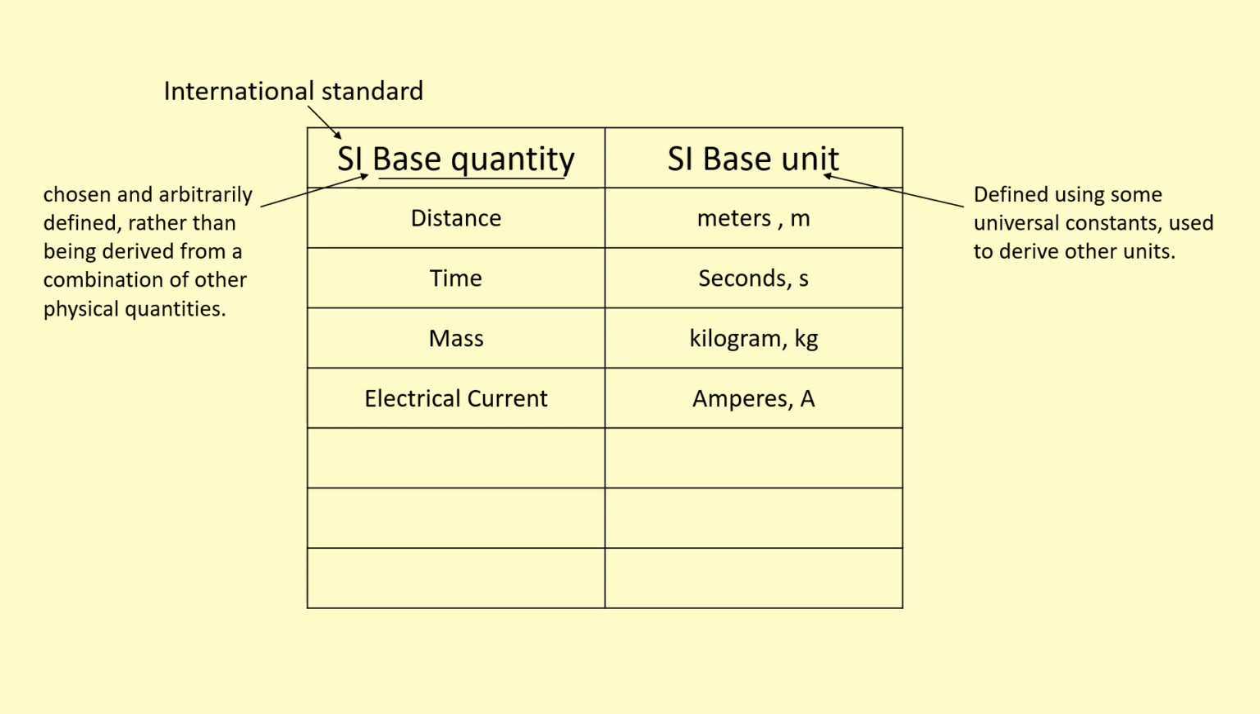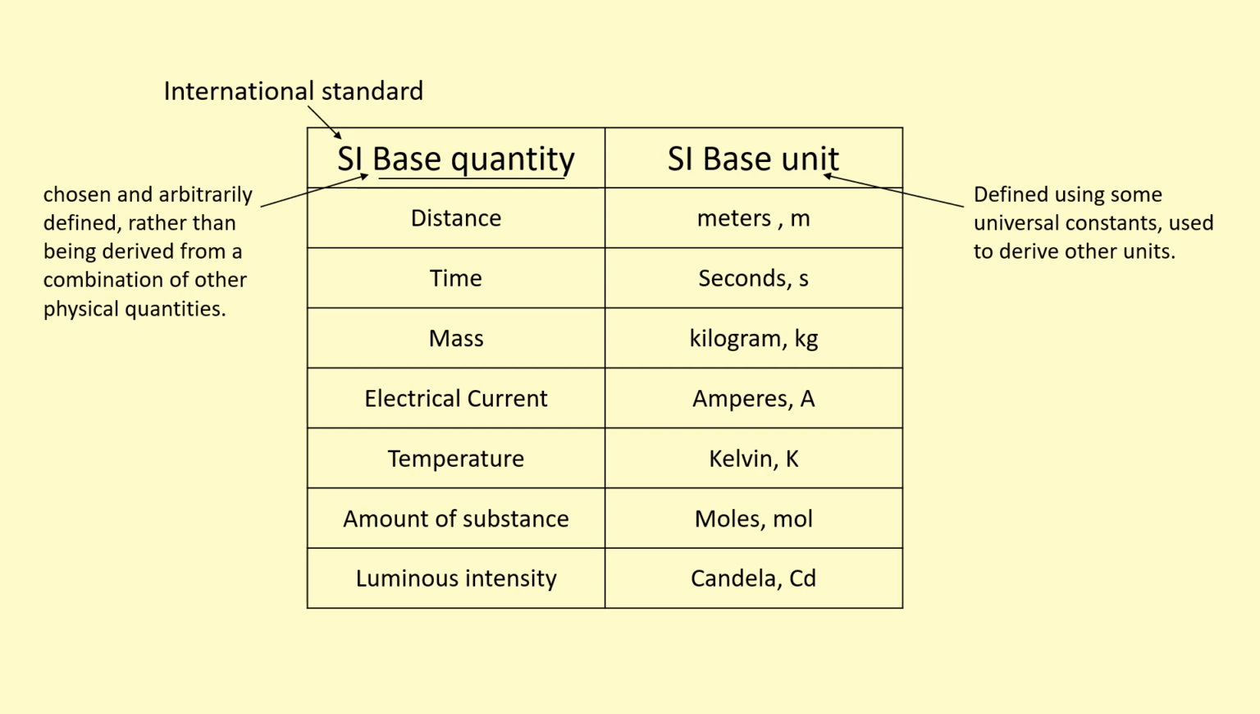So this is the strange one because a lot of people think charge is more fundamental, but it's not. Current is easier to measure, so we define this as the base quantity here. Then we've got temperature, and that's measured in Kelvin, not degrees Celsius, but Kelvin. And then amount of substance, that's measured in moles. And then this one you don't really know, luminous intensity, which is measured in candelas. That last one is not that well used at A-levels.